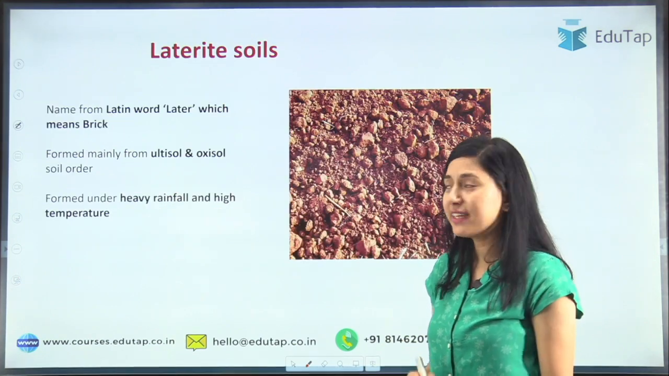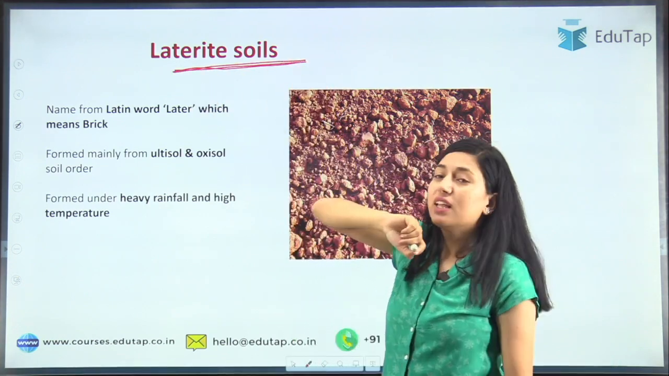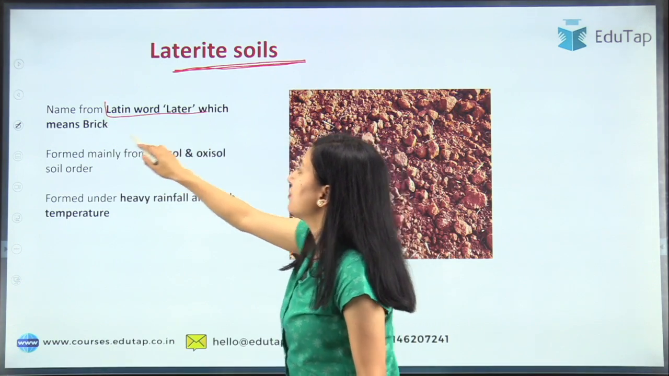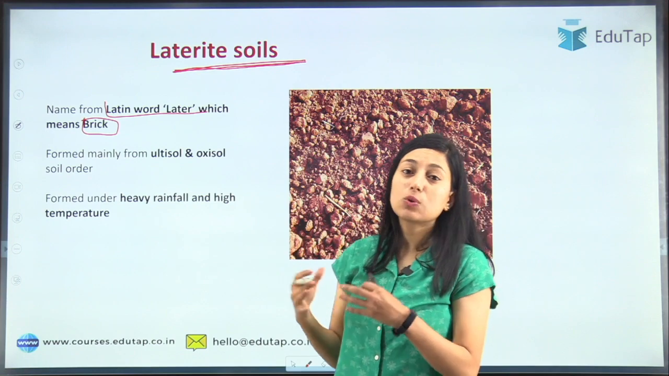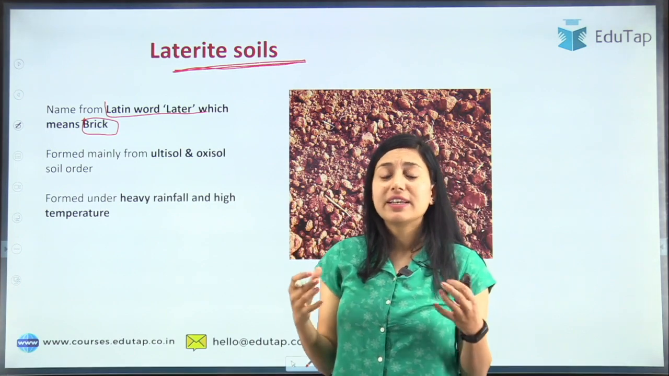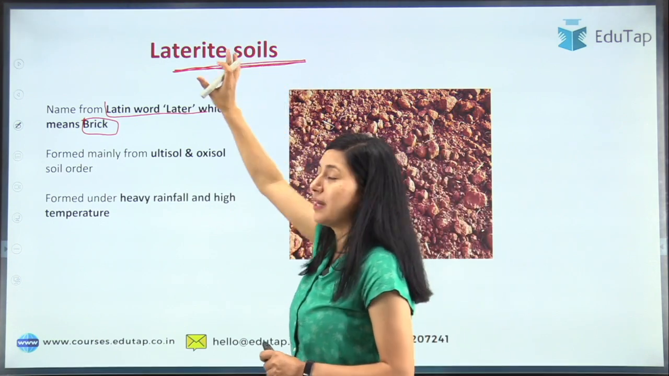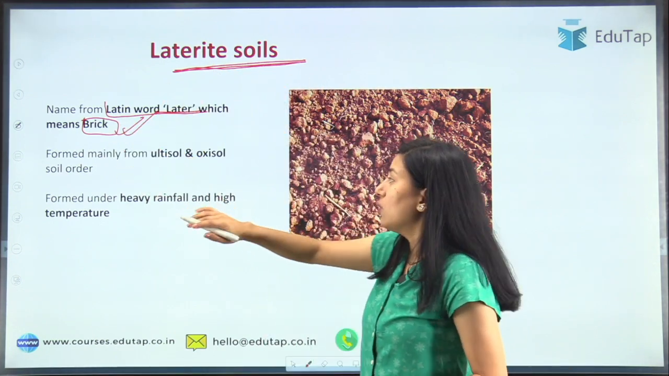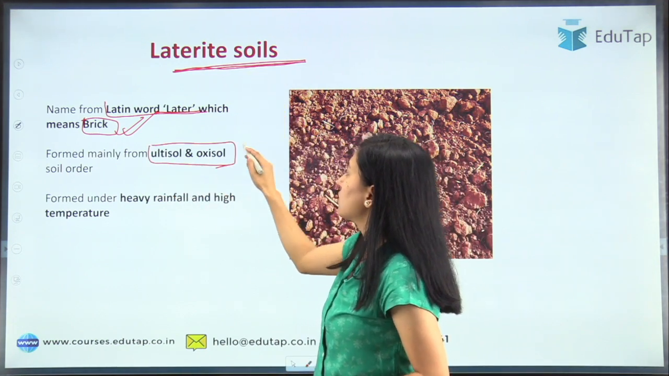Moving on to the next, that is your laterite soils. Students, the term laterite has been derived from a Latin word "later," which means brick. Why? Because whenever this soil is wet, it is so soft, but whenever it dries out, it becomes hard like a brick. So that is why this term has been derived from the Latin word "later," which means brick. Okay. Now, this laterite soil is formed from your Ultisols and Oxisols soil order.